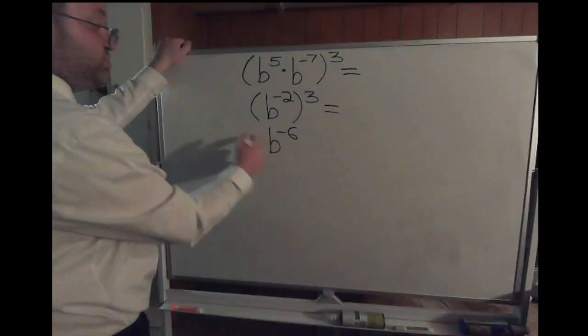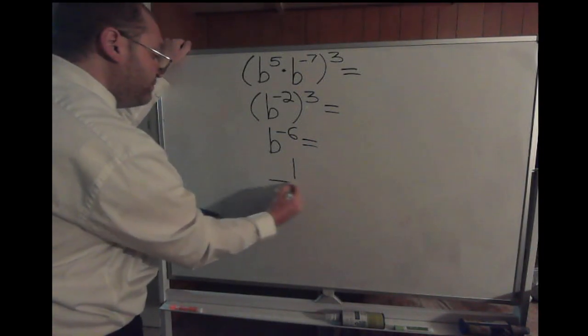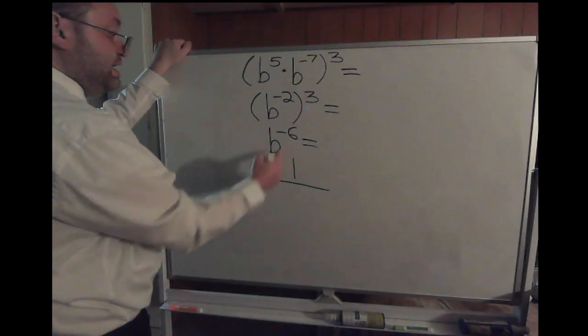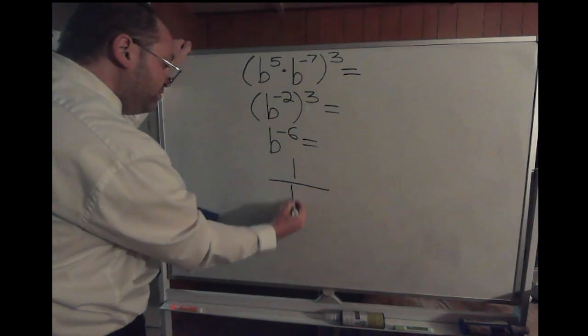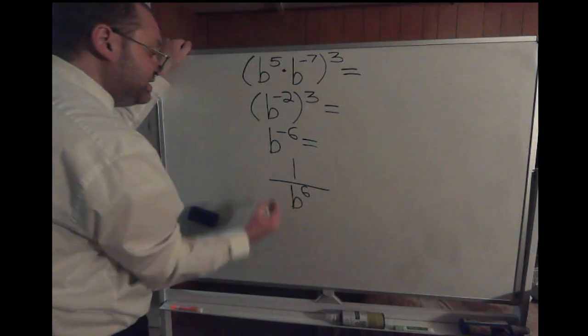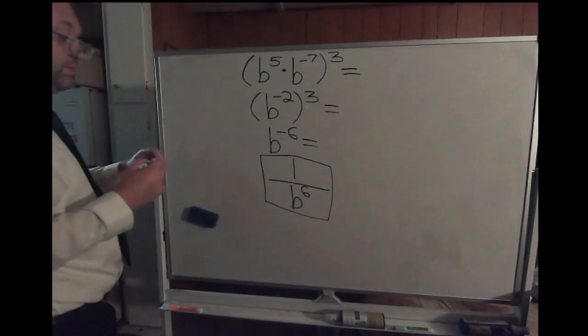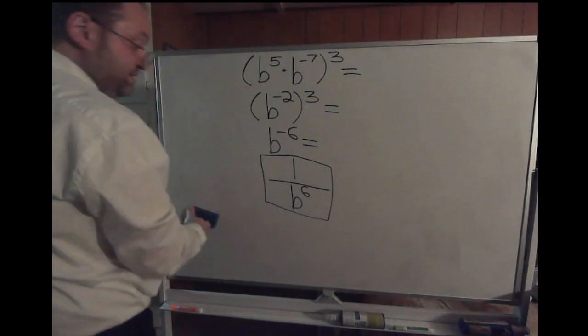Now your coefficient's 1, therefore your default numerator is 1. You'll have a numerator of 1 over, now that b to the negative 6, you're going to move that b to the denominator, and that negative 6 becomes a positive 6. So the answer you should get for this would end up being 1 over b to the 6th.